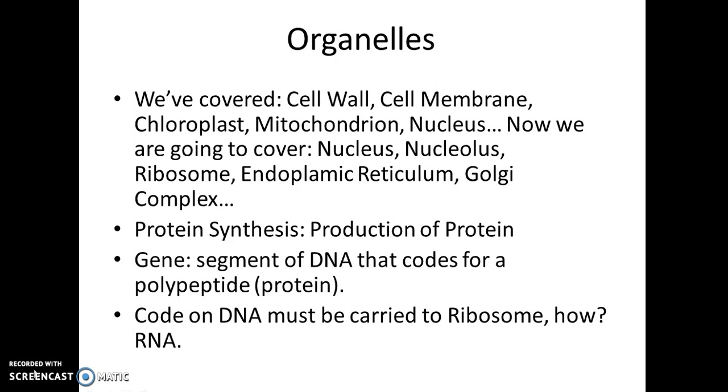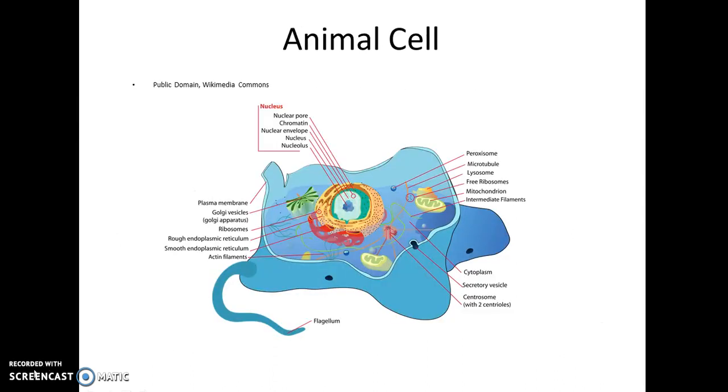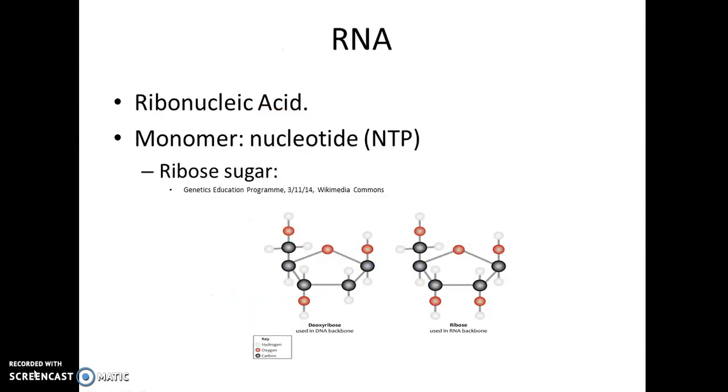So the code on the DNA must be carried to the ribosome, because we know that the ribosome produces protein, because we talked about that when we talked about the cell organelle functions. But how is it carried? The answer is RNA. Here's an animal cell. Those are the rest of the organelles that we're going to talk about. This should be familiar to you. It happens in plant cells too, but I didn't want to bore you with plant cell pictures.